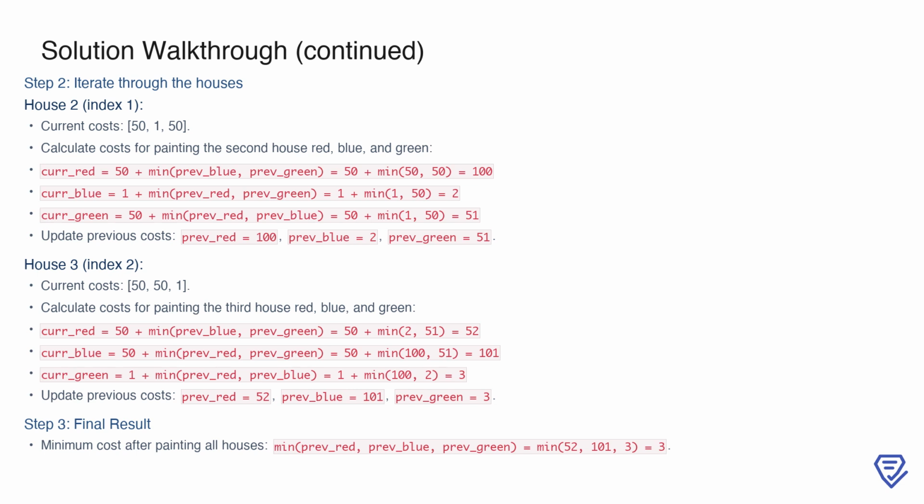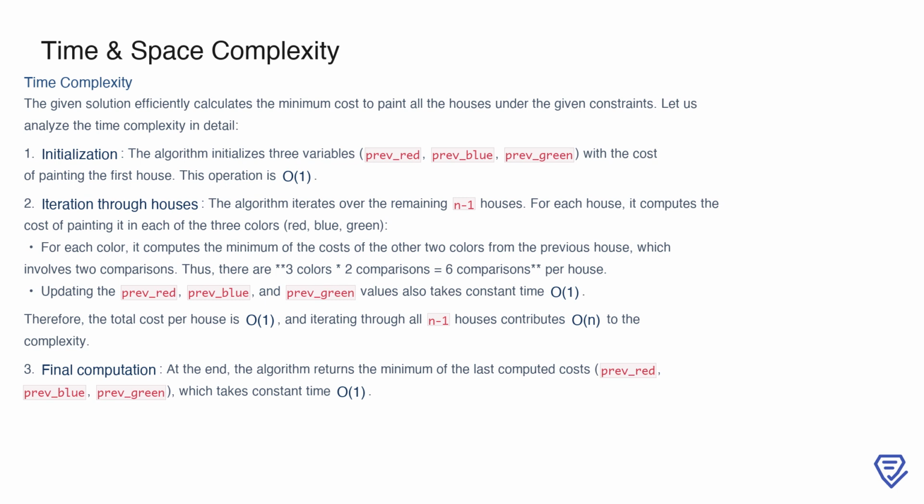The minimum overall cost is the smallest value among these, which is the minimum of 52, 101, and 3, resulting in a total cost of 3. To analyze the time complexity of our solution, we can break it into three main steps. First, during initialization, we assign the costs of painting the first house to three variables: Prev_red, Prev_blue, and Prev_green. Since this is a simple assignment operation, it takes constant time, or O(1).